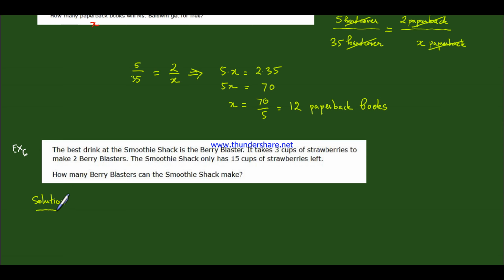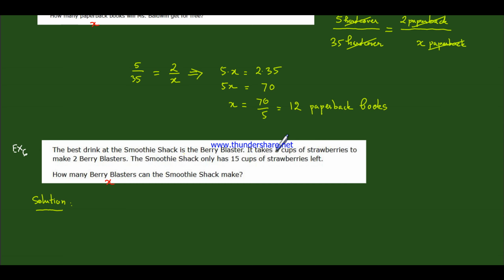Again, we need to find the quantity, and what quantity they're looking for. They're asking, and we're gonna set up proportion. So the quantity they're asking for is berry plaster, right? We're gonna call X represent berry plaster. So this is your X. All right. So the first quantity is smoothie sack, and the second one is berry plaster.